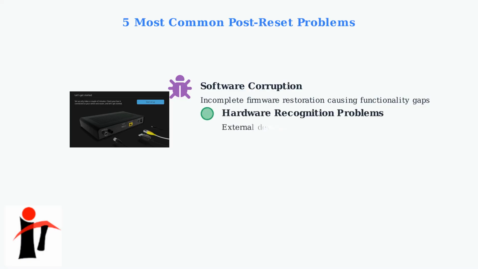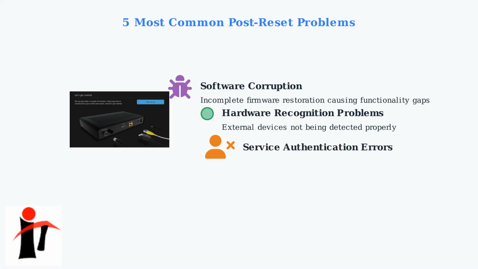Fourth, hardware recognition problems occur when external devices like USB drives or hard disks are no longer detected after the reset. Finally, service authentication errors prevent your BT account from linking properly with the YouView box, blocking access to your personalized services. Understanding the different types of resets is crucial for choosing the right recovery approach. There are three main types of resets available on your YouView box.